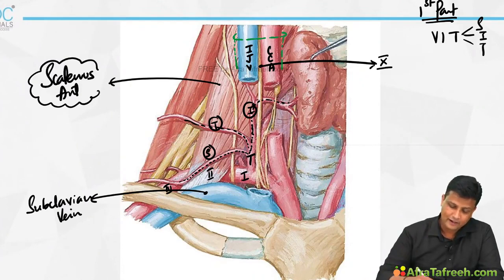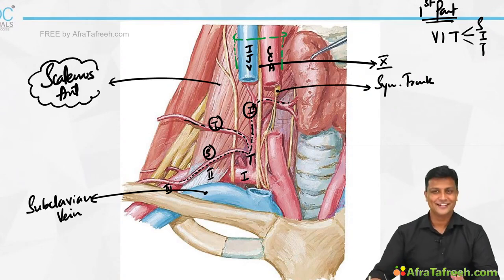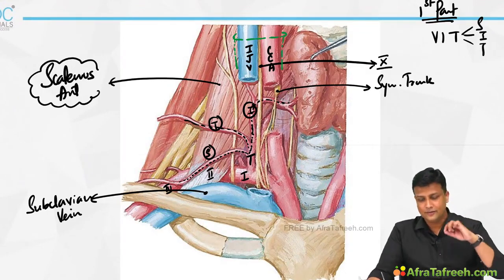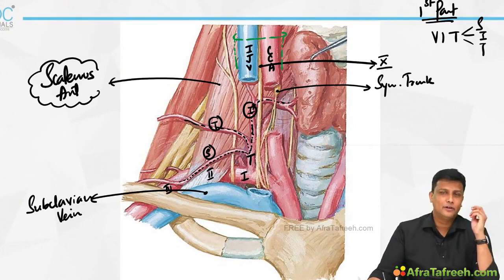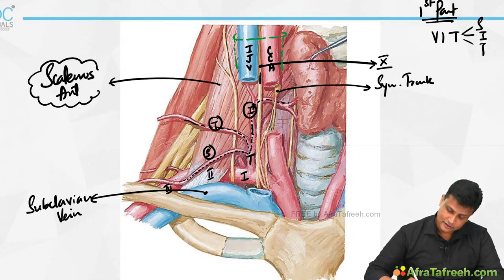Now just now I told you the posterior relation of the carotid sheath. What do you have behind the carotid sheath? Behind the carotid sheath will be the sympathetic trunk. So this one definitely has to be the sympathetic trunk only. So easily able to identify. So inside the carotid sheath there will be vagus nerve, and behind the carotid sheath there will be sympathetic trunk there, guys. Lovely.